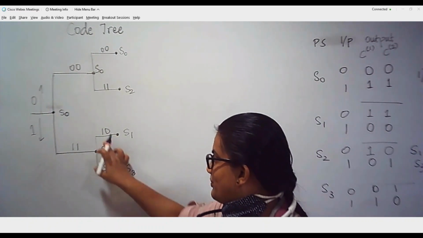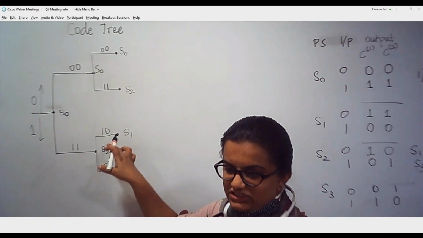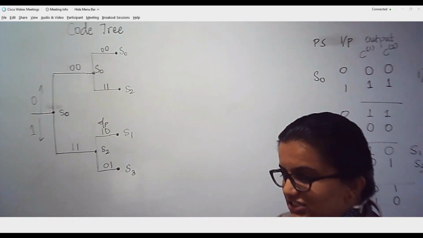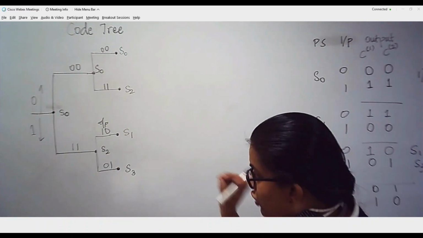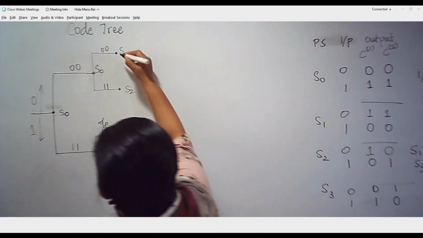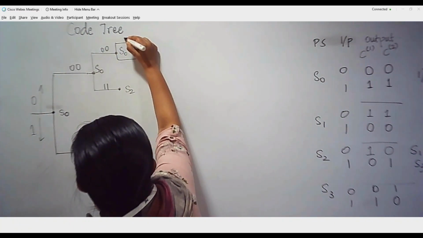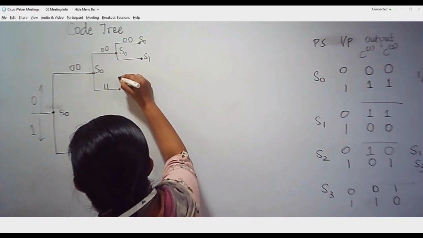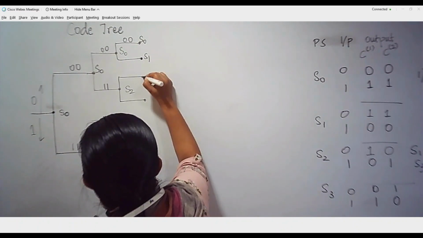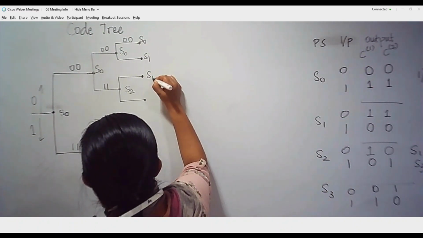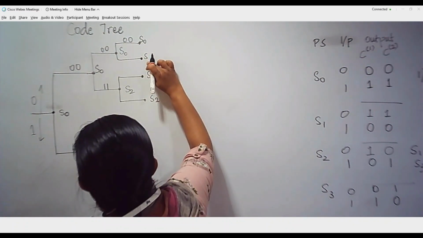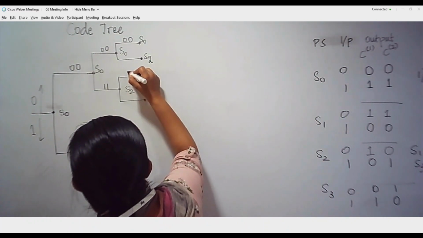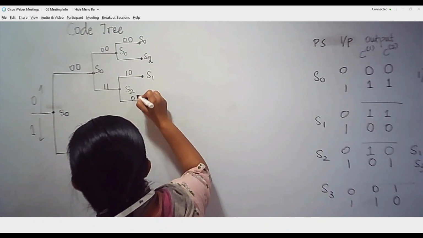Whatever the branch that I am writing, the binary representation indicates the output bits. Please do not get confused. It is not the state combination, it is the output combination. So please remember this. Again here also I can split. It is giving me the output 0, 0 and going to the state S0, and this is S1. Similarly I am going to split it here also. From S2 I'll be going to S1 and S3. So the outputs are 1, 0 and 0, 1.